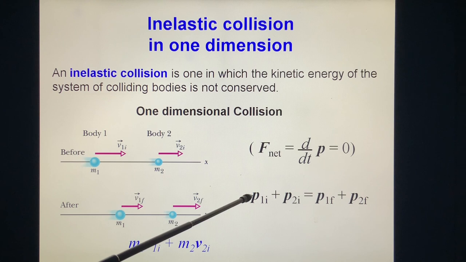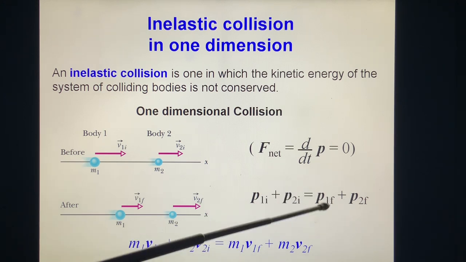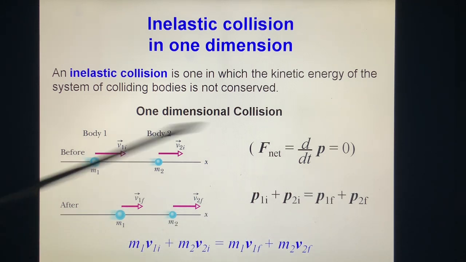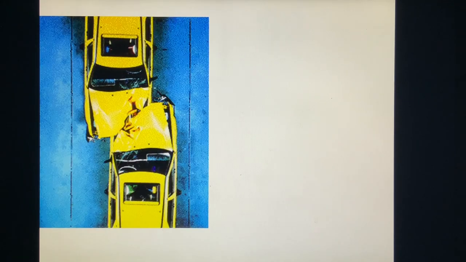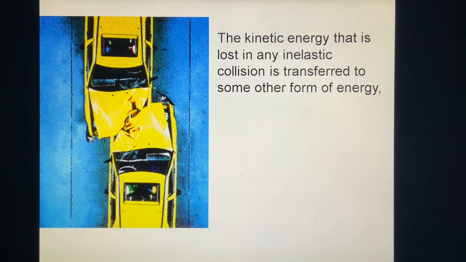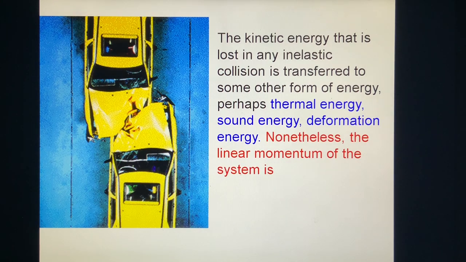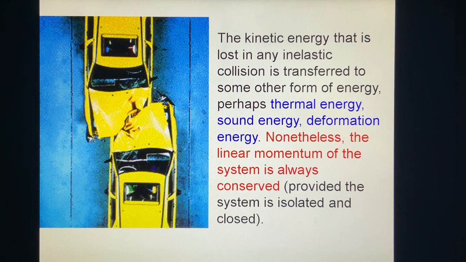We write this one: m1 v1 initial plus m2 v2 initial equals m1 v1 final plus m2 v2 final. That's one equation. The kinetic energy that is lost in any inelastic collision is transferred to some other form of energy, perhaps thermal energy, sound energy, deformation energy. Nonetheless, the linear momentum of the system is always conserved, provided the system is isolated and closed.